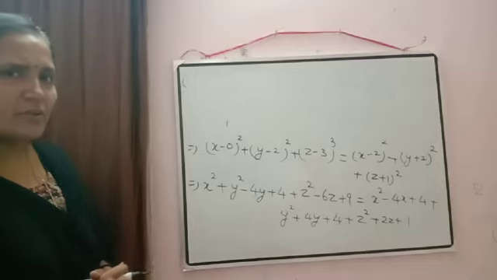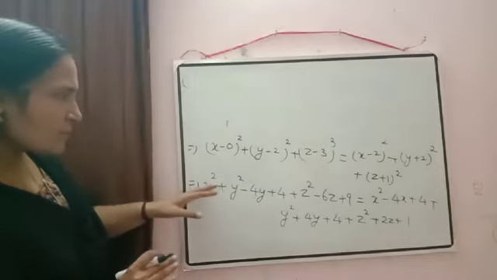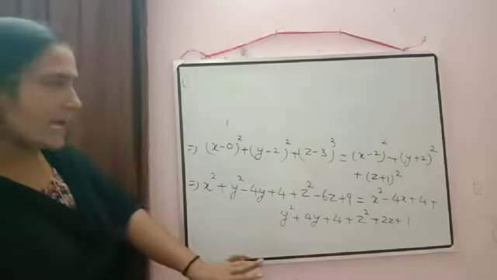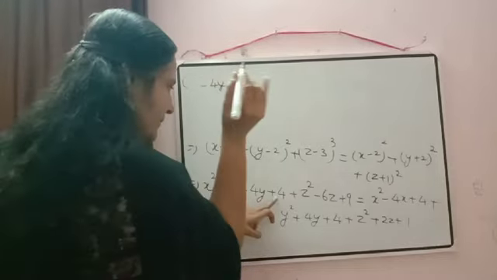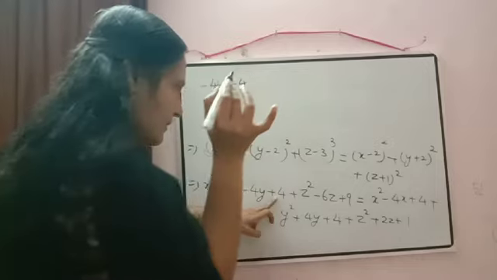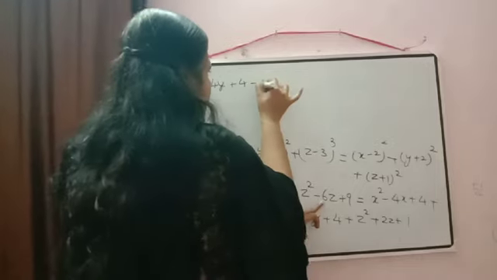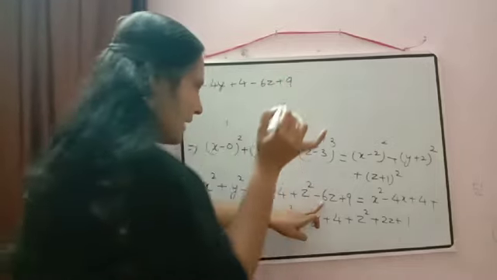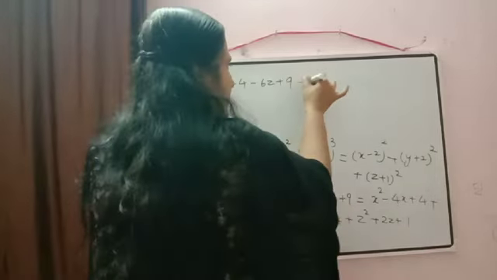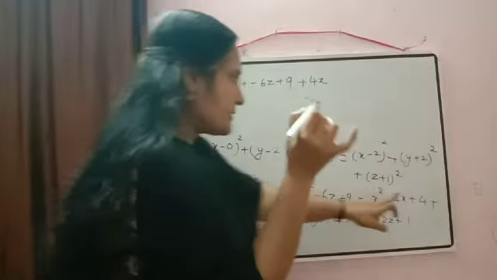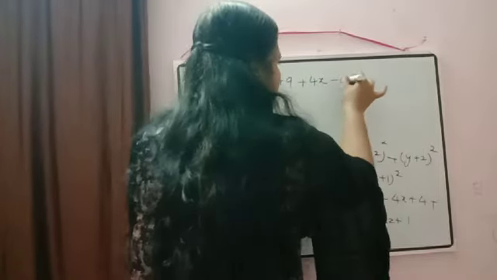So remaining terms only we are going to write. x square, y square and z square cancelled. Remaining expressions: minus 4y plus 4, then here minus 6z plus 9. Then from here minus 4x shifted here, so that will be equal to plus 4x. Plus 4 shifted here, so minus 4.